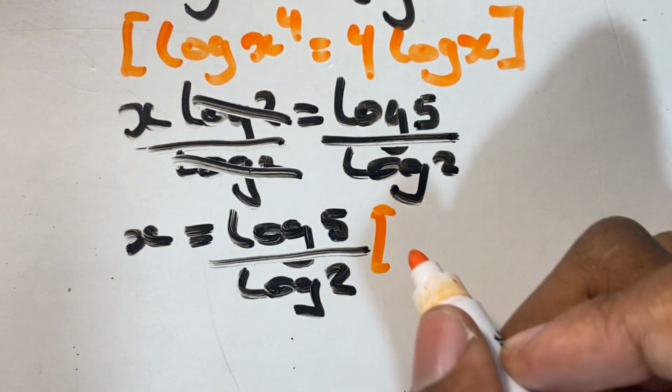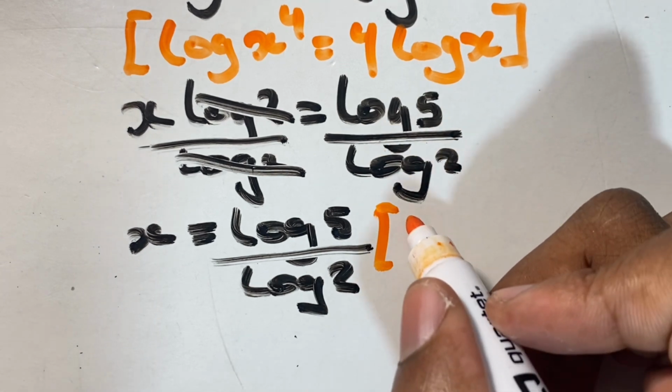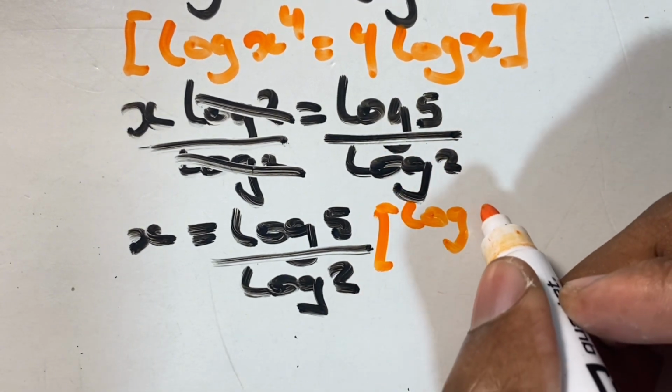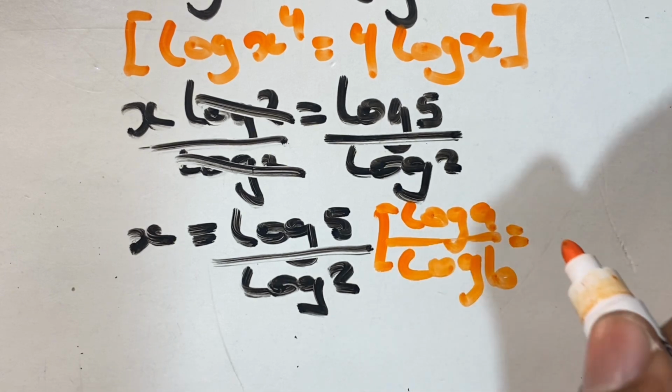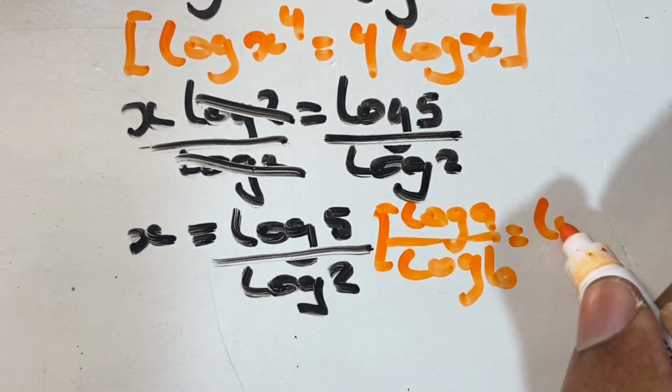And using another logarithm rule, we can simplify the solution of x, where we have log a over log b equal to log base b of a.